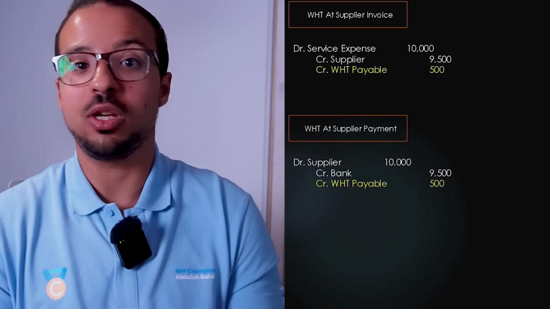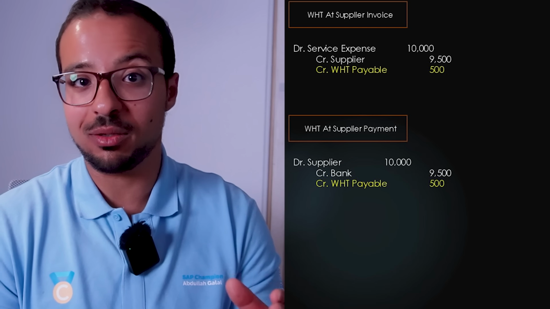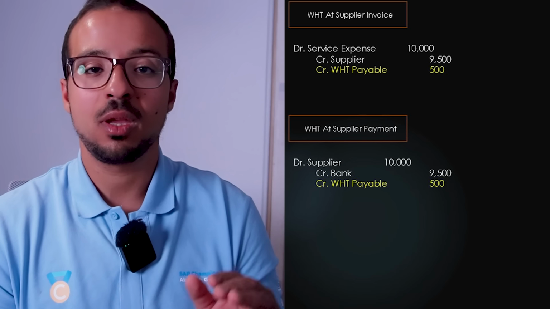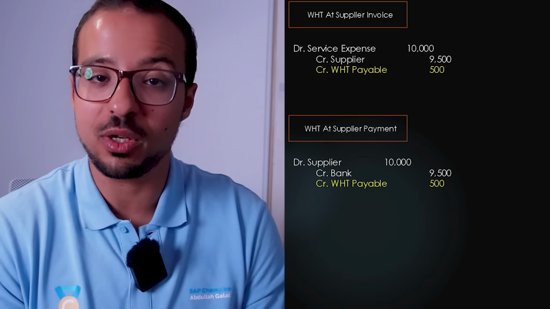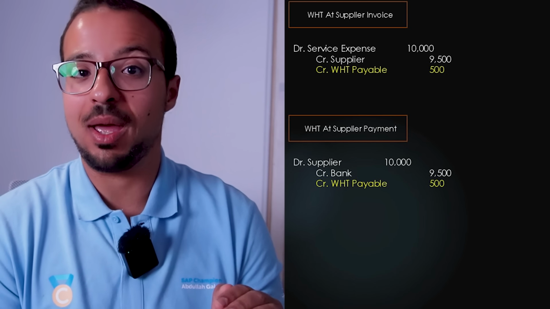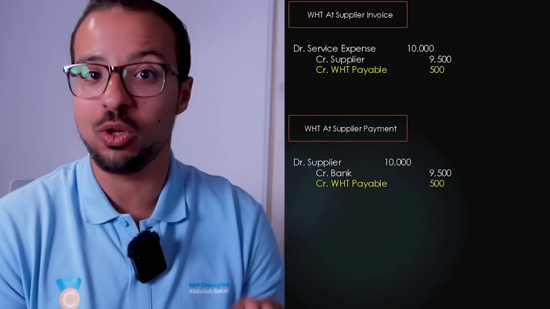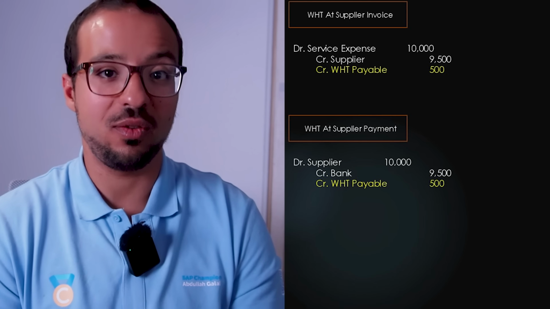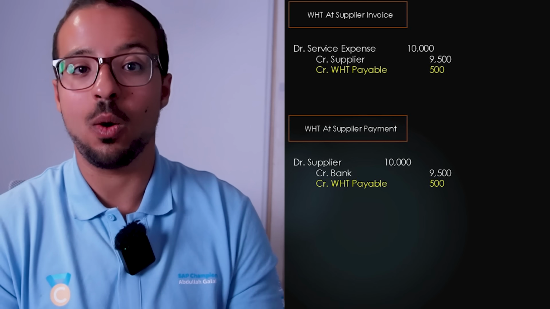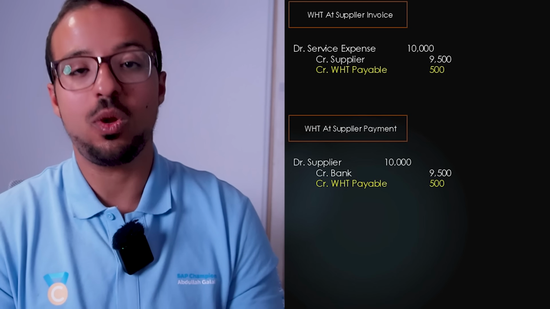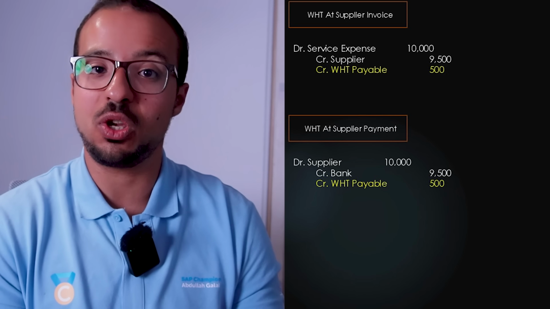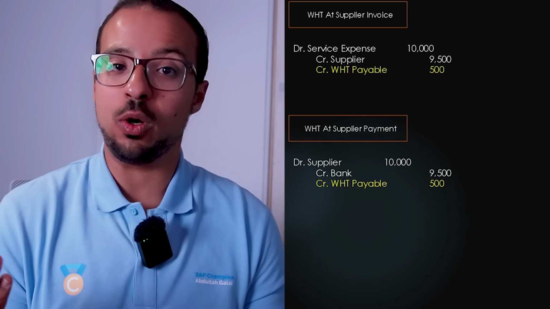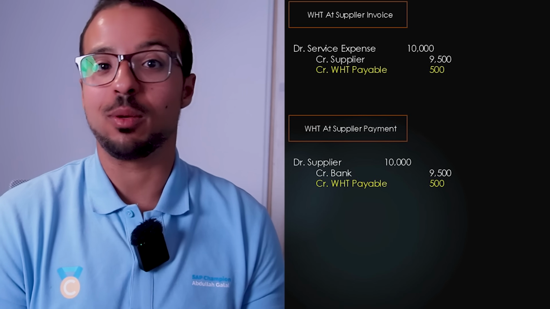So the accounting entry for the payment is going to be a debit to the supplier for 10,000 because we have to close the supplier account. We have a credit to our bank for 9,500 only. And then we have a withholding tax liability on credit for 500. And here we have recognized our withholding tax liability that we have to submit to the tax administration in the next step. So a withholding tax can either be due on supplier invoice or on supplier payment.